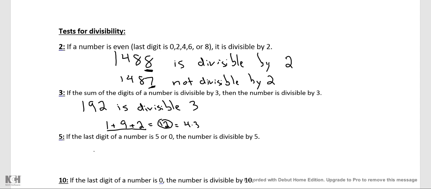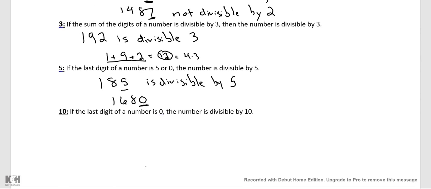5 and 10 are really easy. For 5, if the last digit is 5 or 0, so 185 is divisible by 5 because the last digit is 5. In the same sense, 1,680 is divisible by 5 because the last number is 0. As long as the last number is 0 or 5, it's divisible by 5. For 10, we only care if the last digit is 0. So 2,878,920 is divisible by 10 because the last digit is 0.